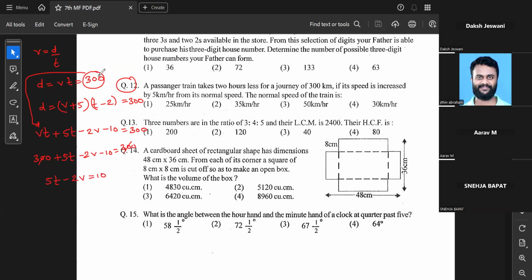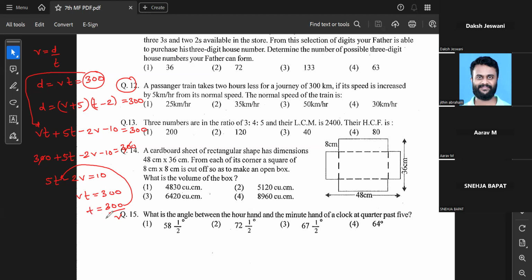So you have one equation, that is Vt is equal to 300. Another equation you have, 5t minus 2v is equal to 10. What you are supposed to find is V, right? So, one method is you can write T is equal to 300 upon V, put this value over here and then solve everything and find the answer. You will get the answer, but it will be time consuming because you will face a quadratic equation, then you'll have to find the roots and all.